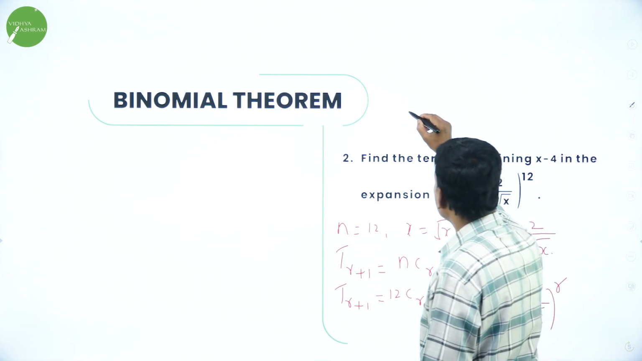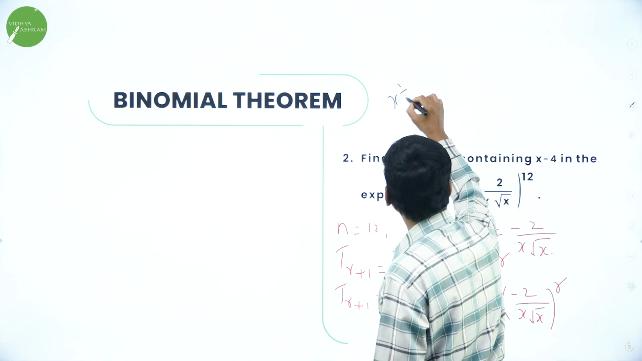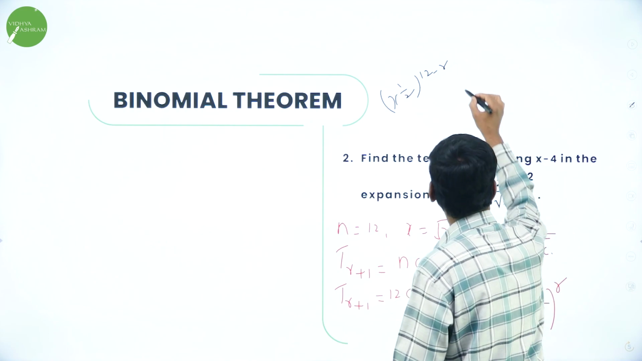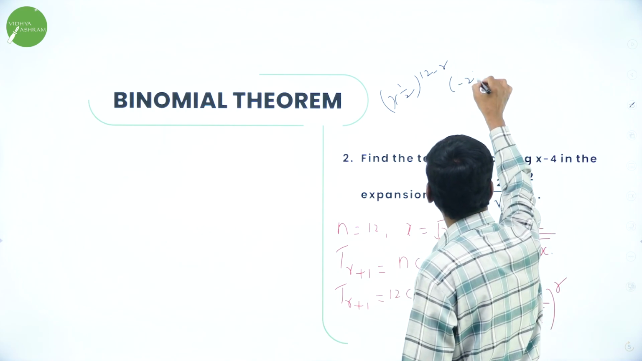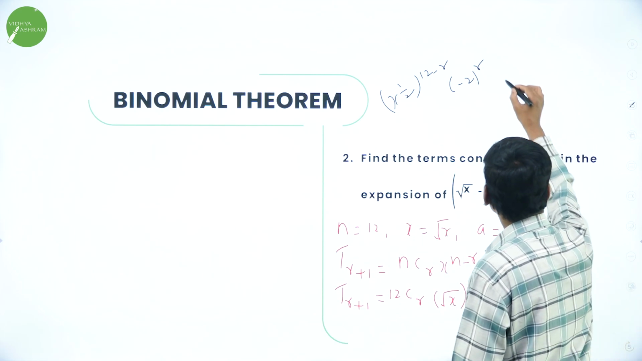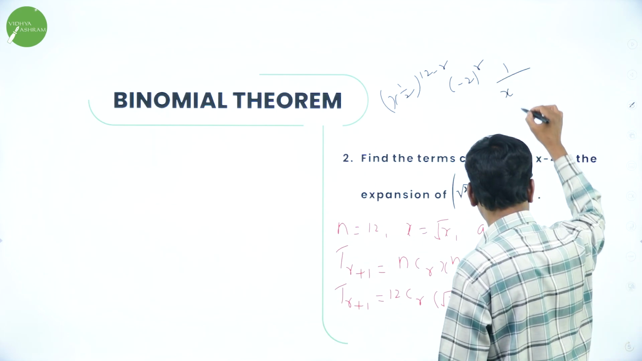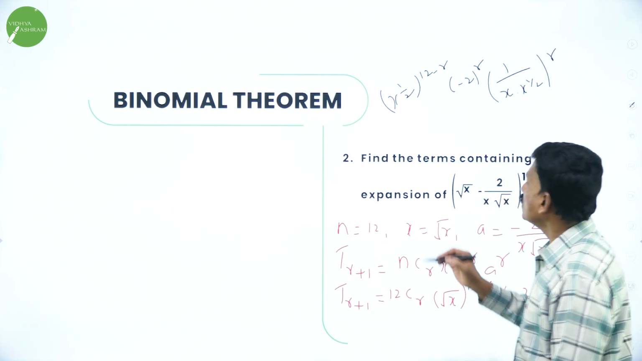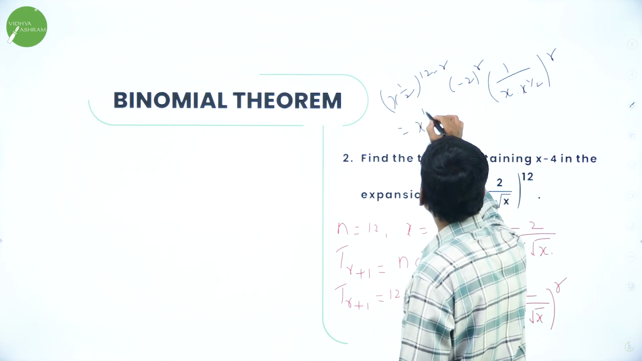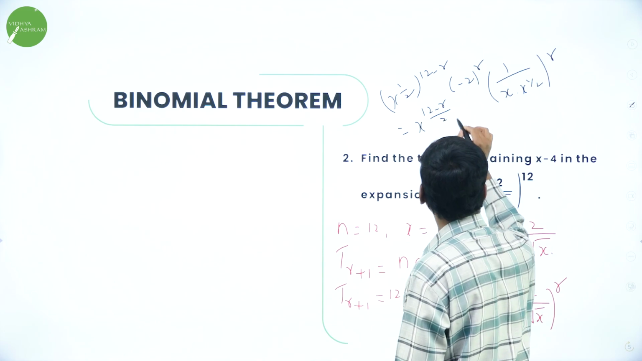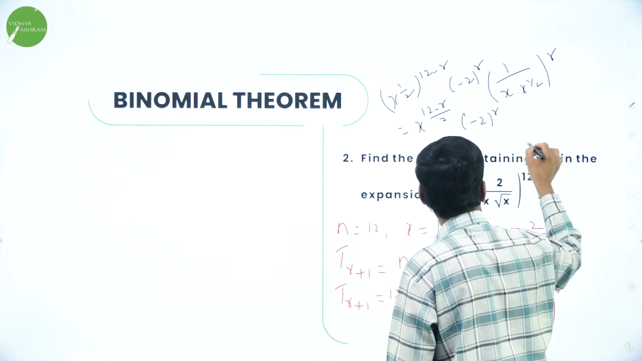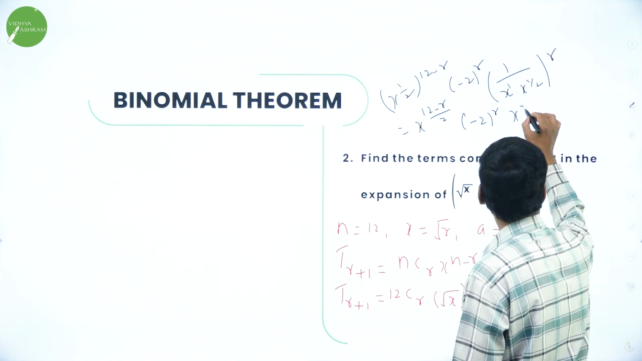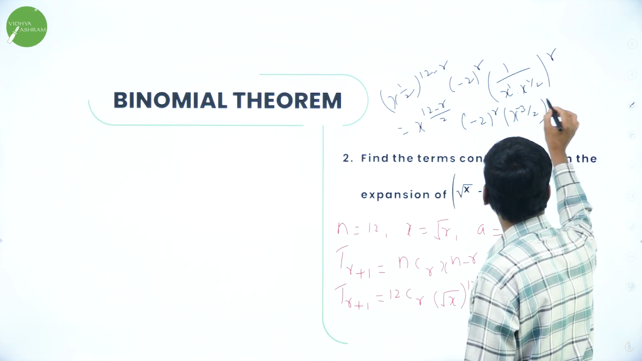Root x can be written as x to the power of 1 by 2, whole to the power of 12 minus r, and this is minus 2, whereas this is taken to the numerator, minus 2 to the power of r, into 1 over x into root x, which is nothing but x to the power of 3 by 2, whole raised to r. So this is x to the power of (12 minus r) divided by 2 into minus 2 to the power of r. Apply the law of indices: x to the power of 1 plus x raised to half is x to the power of 3 by 2. When x to the power of 3 by 2 is taken to the numerator, it is minus.